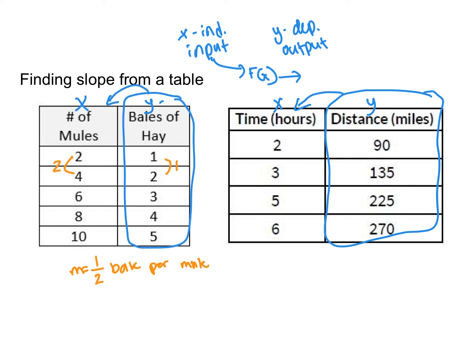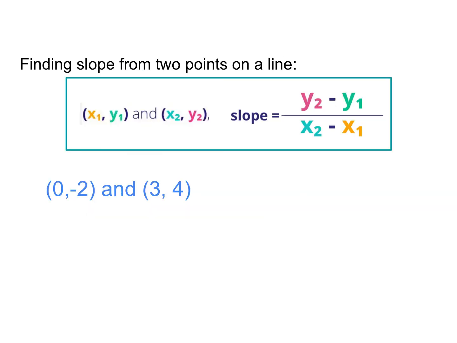Okay, let's look at the other side. This one's changing by 45. This side's changing by 1. So change in y over change in x simplifies to be 45. The slope is 45 what? 45 miles per hour. Miles per hour. So you can think of slope as a unit rate or rate of change as the unit rate. How much is it changing by?